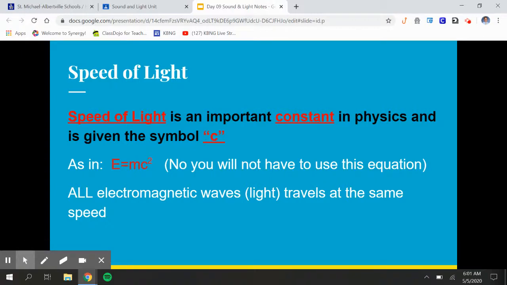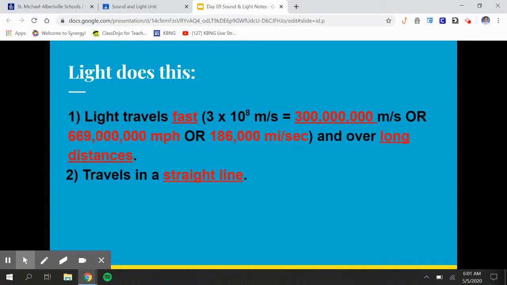And all electromagnetic light travels at the same speed. So a radio wave travels as fast as a gamma ray, but there are some differences in their wavelength and their frequency. So that speed of light is 3 times 10 to the eighth meters per second, or 300 million meters per second, or 669 million miles per hour. It's just really fast. 186 thousand miles per second. And it travels in a straight line.